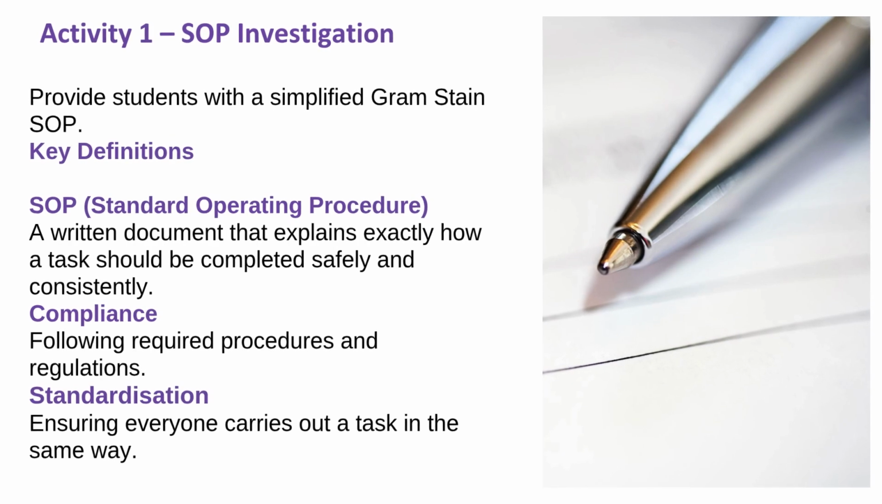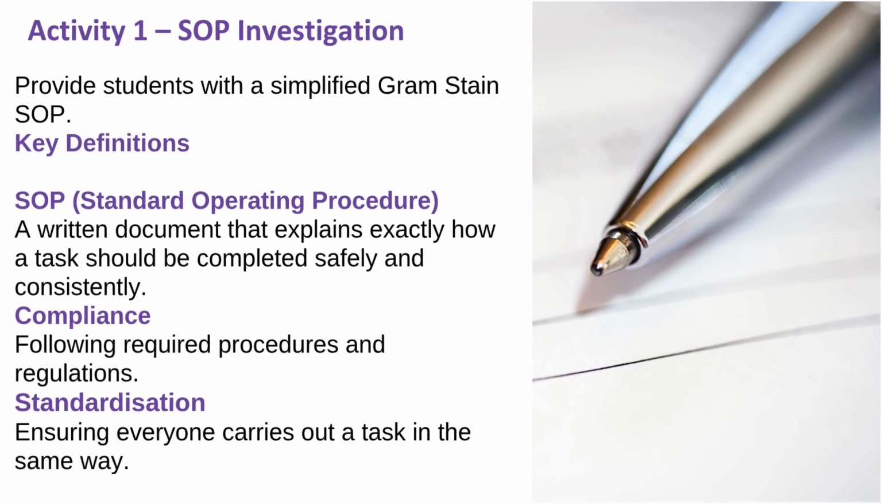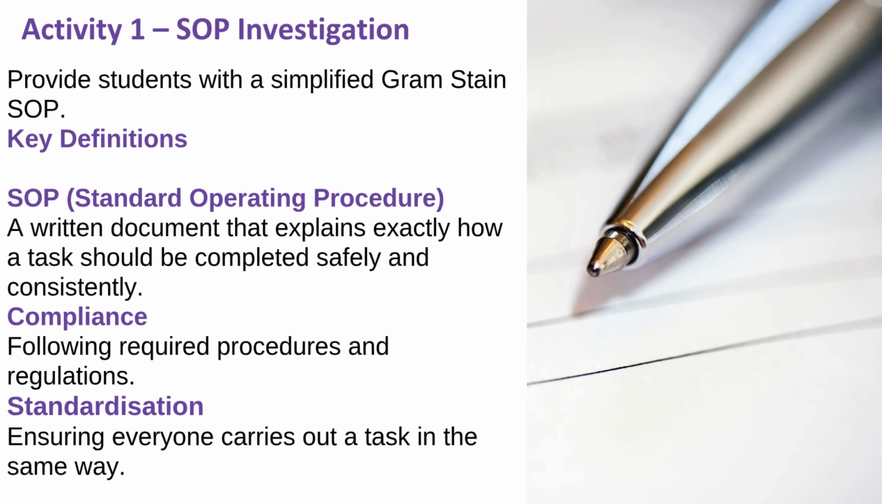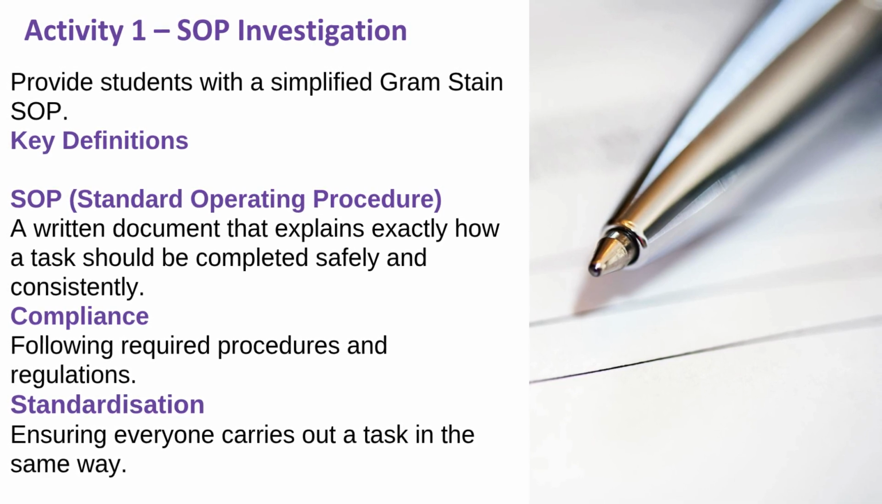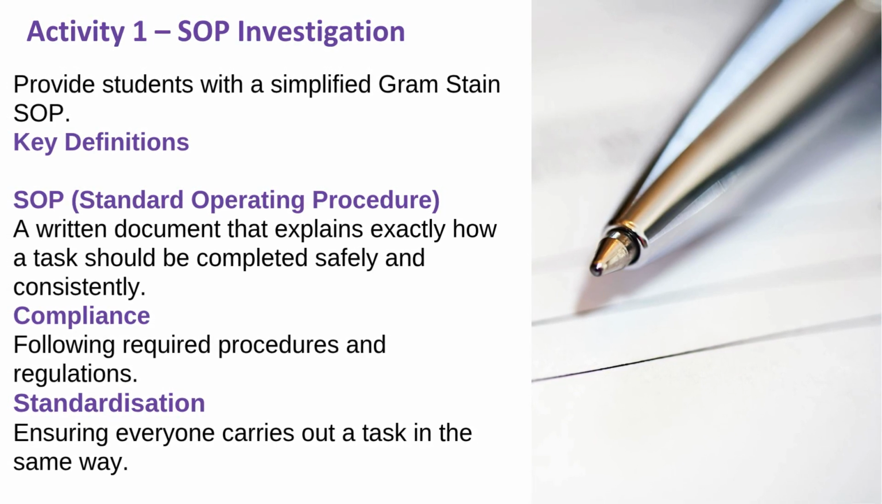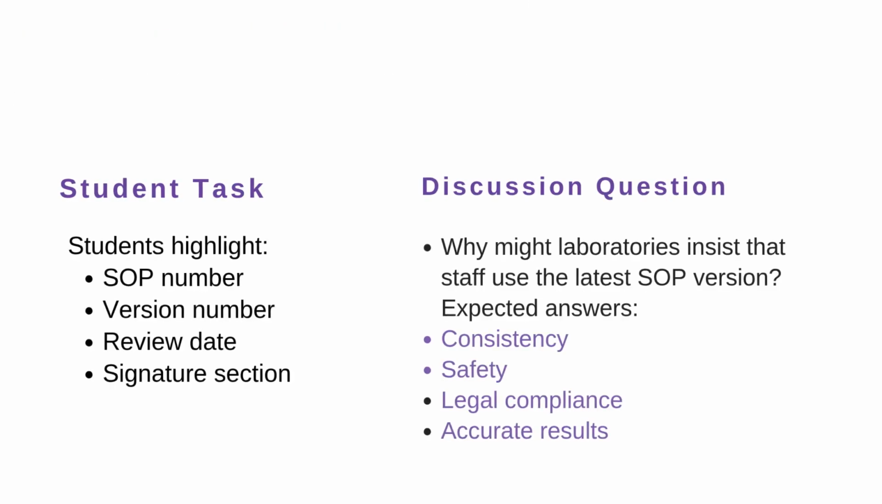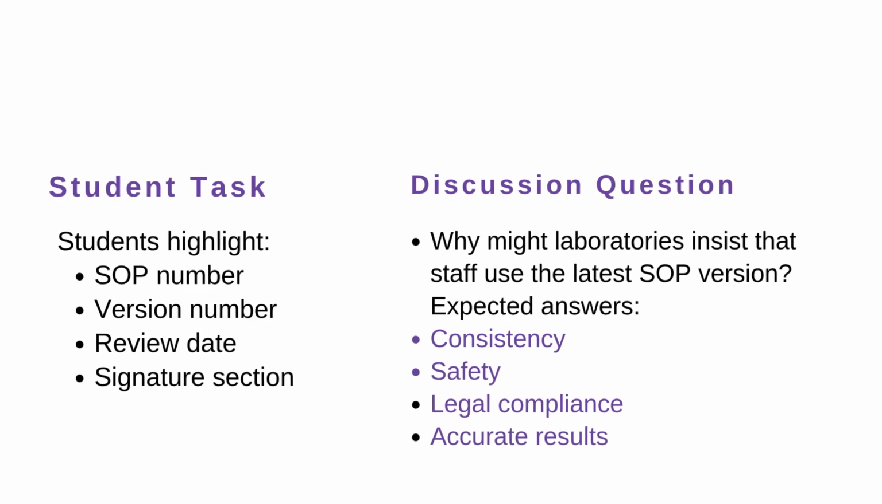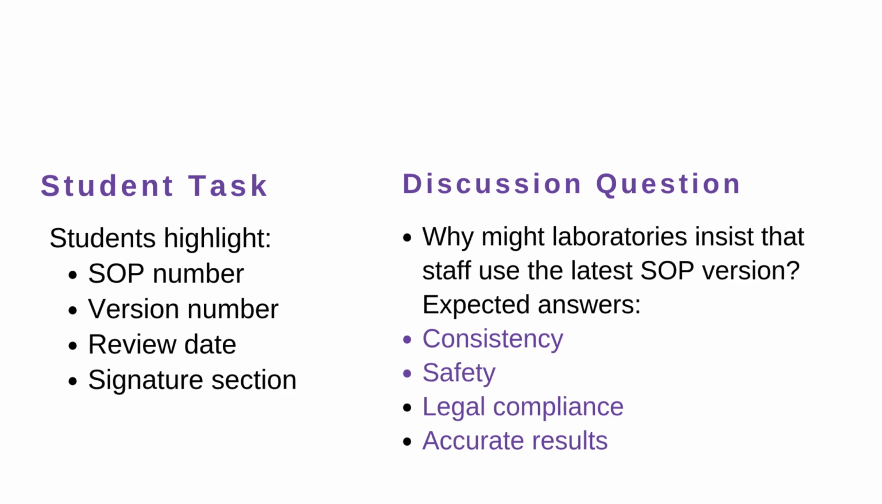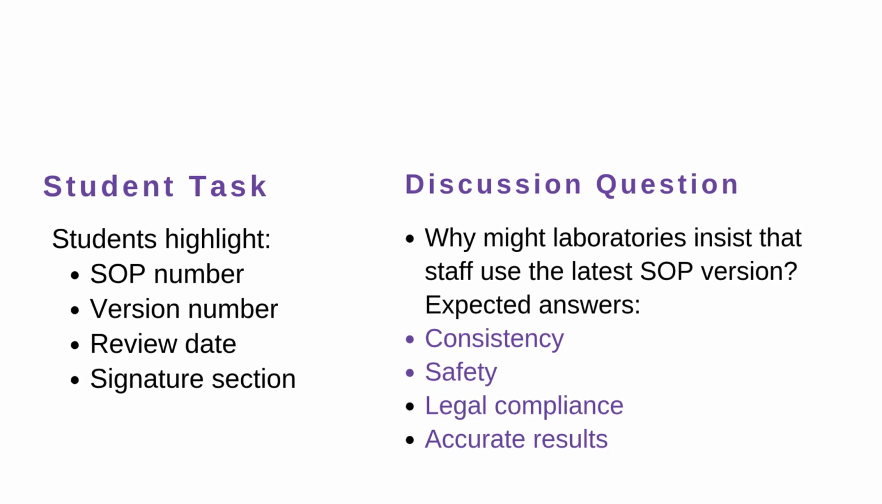Before any practical activity begins, scientists must follow a standard operating procedure, or SOP. An SOP provides clear instructions to ensure work is carried out safely, accurately, and consistently. By following the same procedure every time, laboratories maintain high standards, comply with regulations, and produce reliable results that can be trusted. As you review the SOP, look carefully for the SOP number, version number, review date, and signature section.